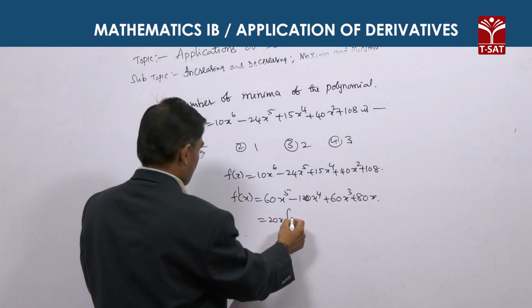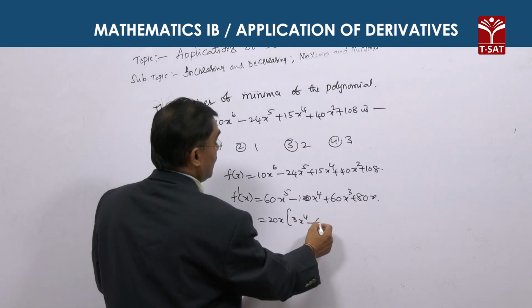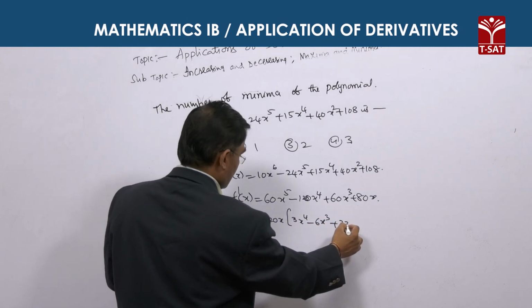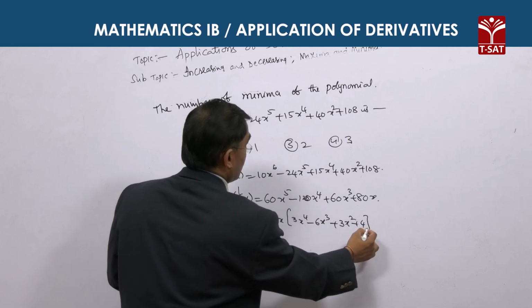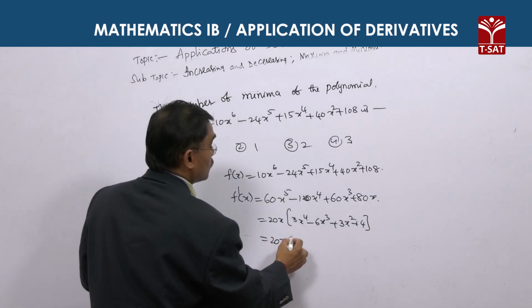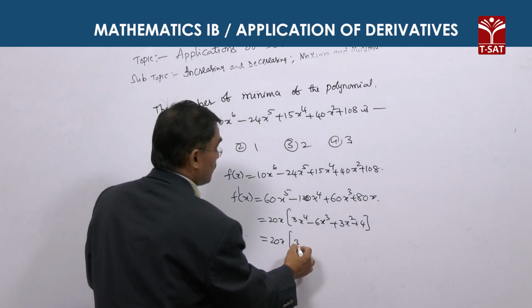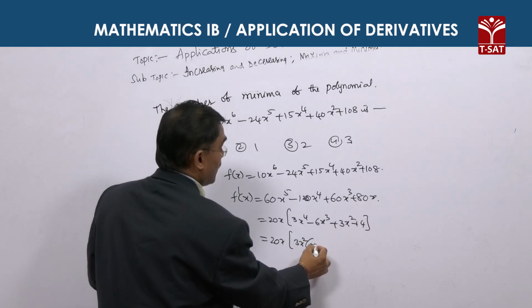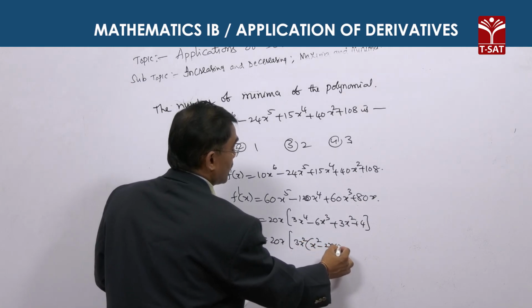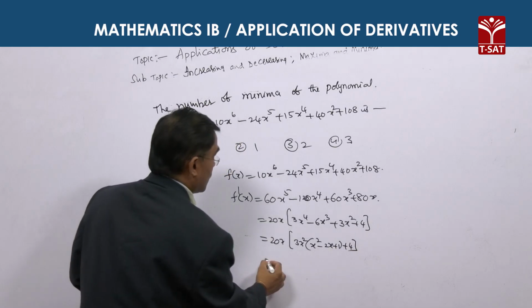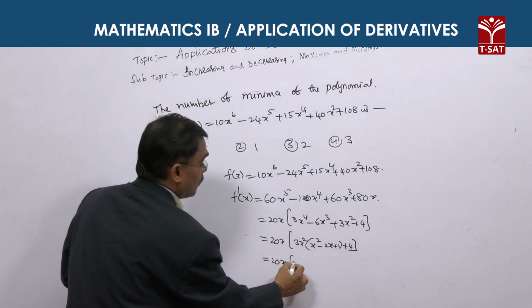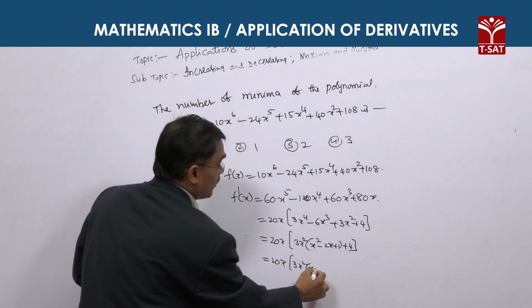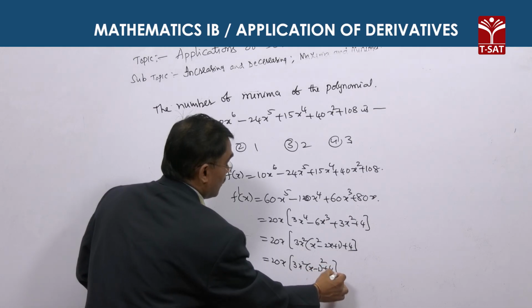20x is common. Here 3x power 4 minus 6x cube plus 3x square, and whatever is here, 4 can be taken out. Right, 20x into 3x square is common. What happens is x square minus 2x plus 1, plus 4. So 20x into 3x square into (x minus 1) whole square plus 4.